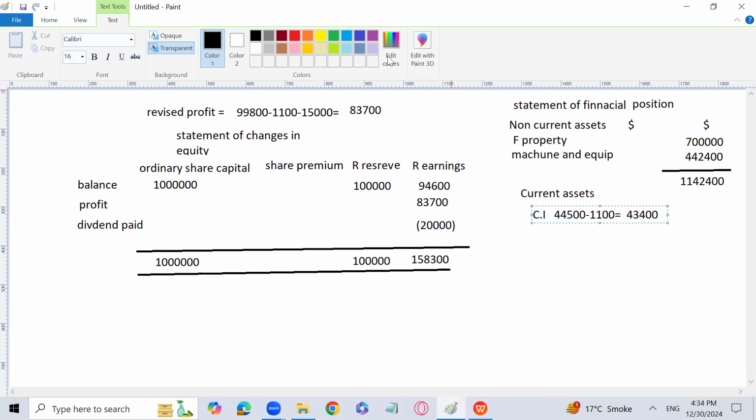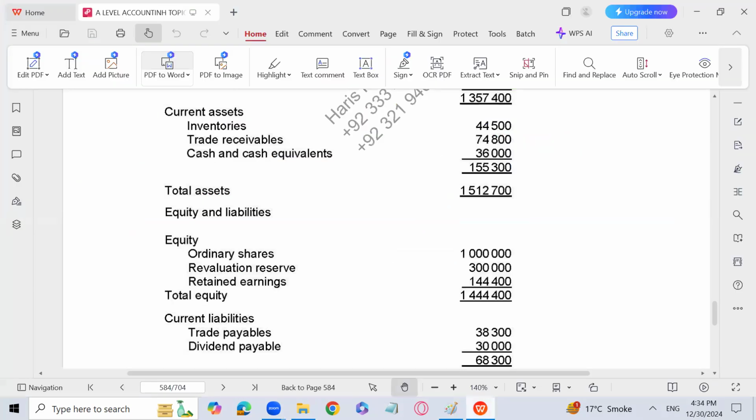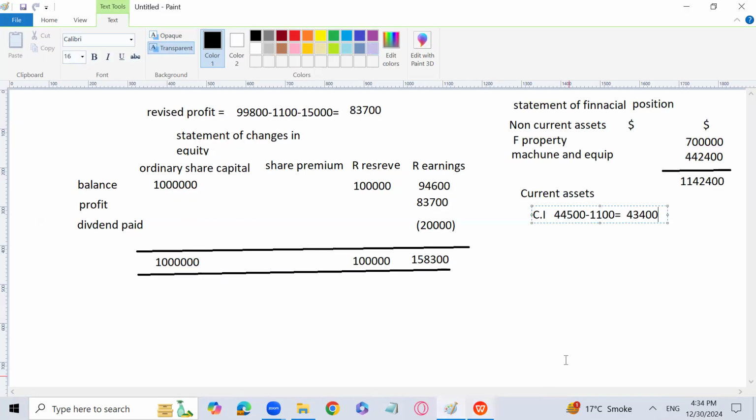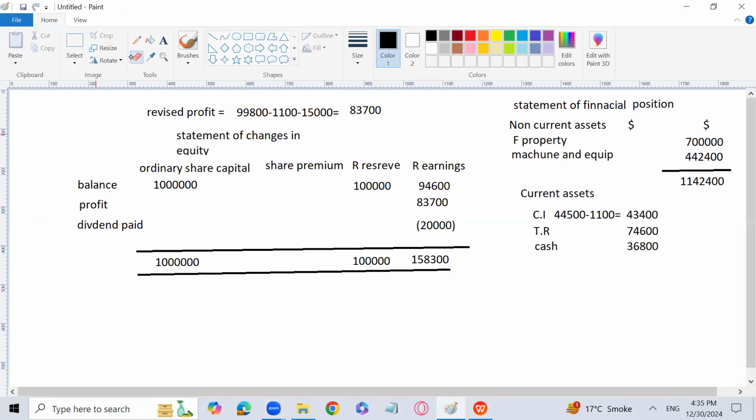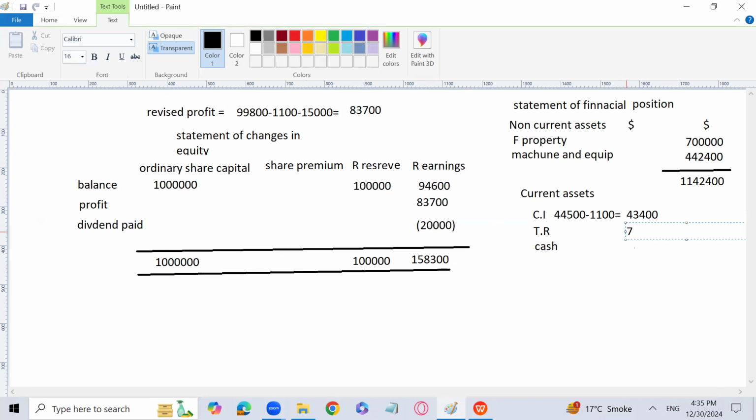Then I'm going to write the trade receivable. If it is given in the question, let me see. Trade receivable 74,800 and cash equivalent 36,000. So that will remain the same. Trade receivable 74,800 and cash equivalent 36,000, right? So what is the total of current assets?